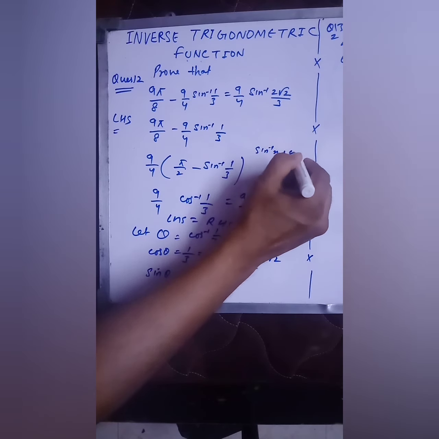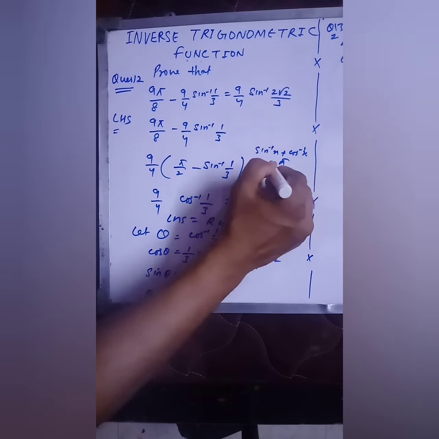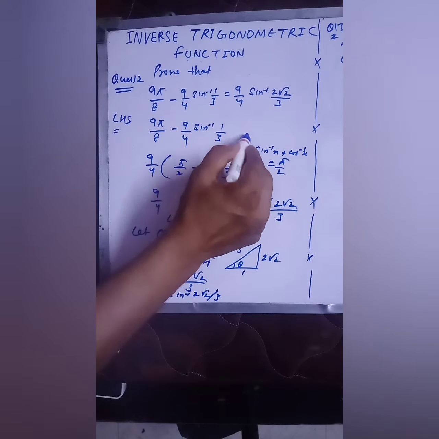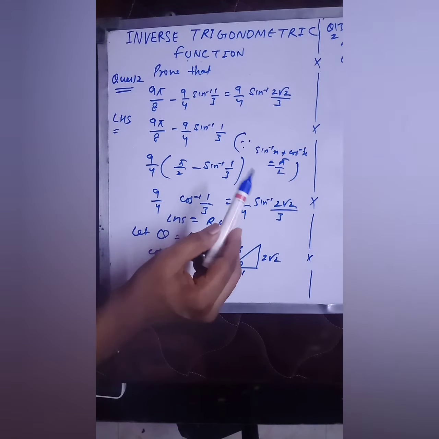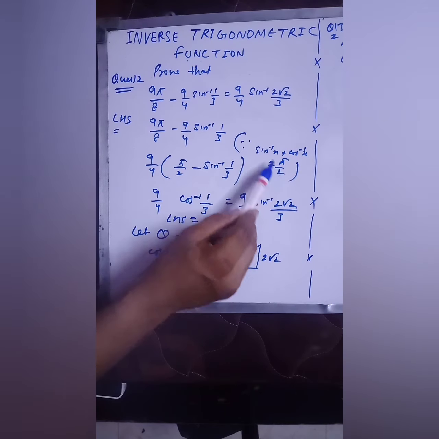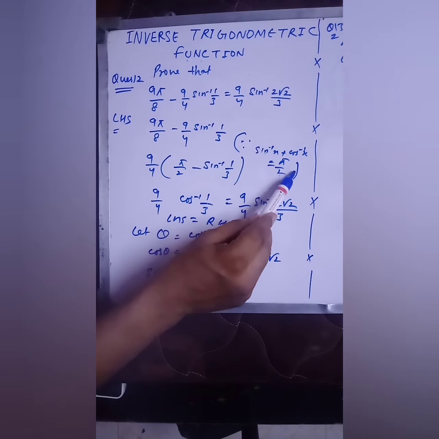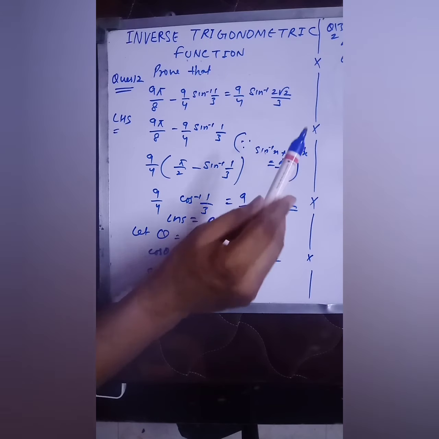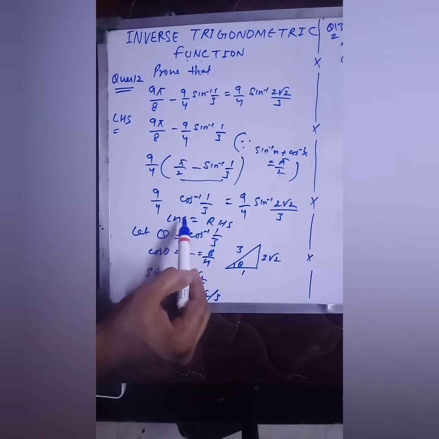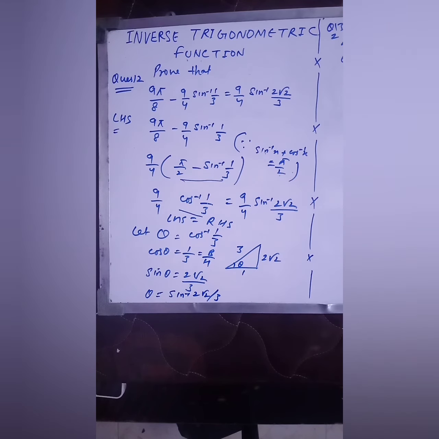Okay, because I think you have done this formula, that is equal to pi by 2. So I have used this formula here in place of this, because pi by 2, when you bring this sin inverse here, you will get cos inverse. So in place of this I am writing this cos inverse 1 by 3. Okay, and 9 by 4 will remain the same.